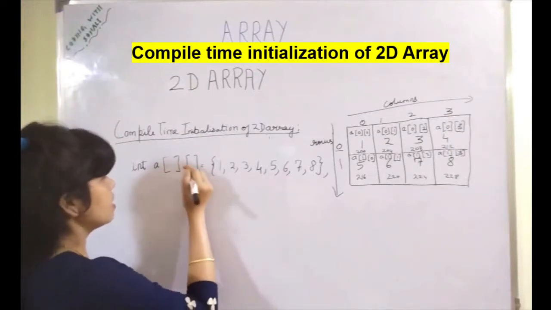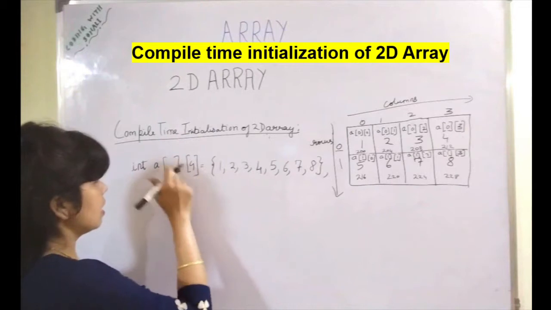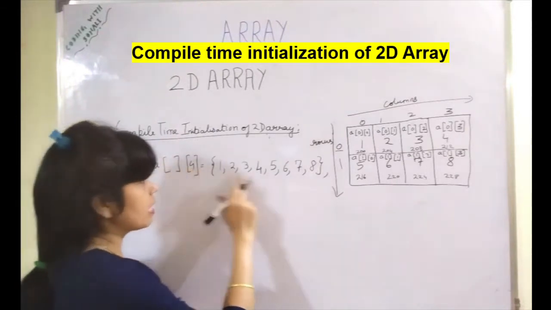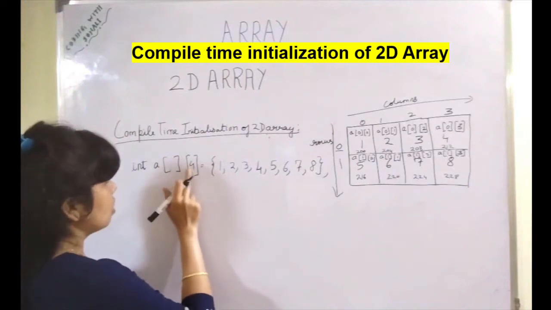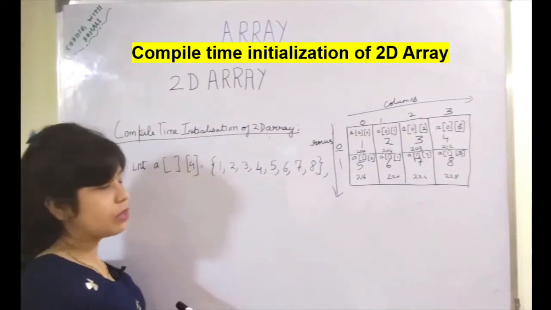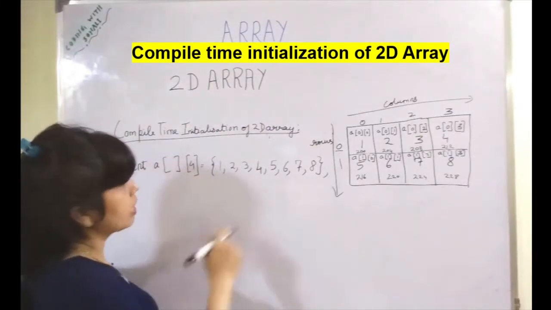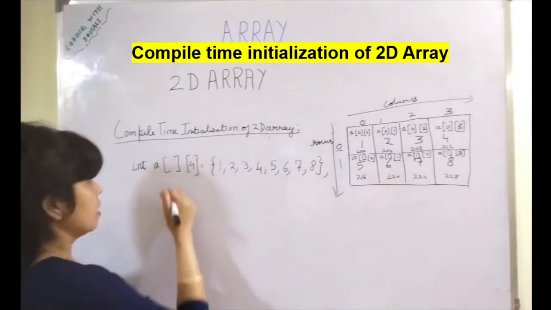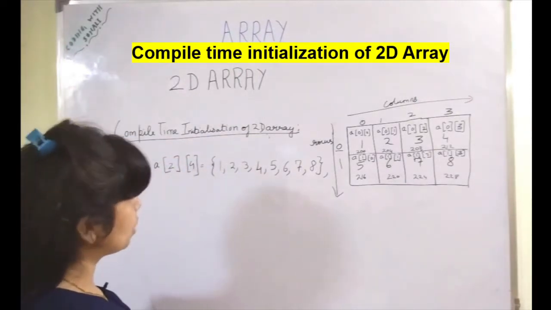So you understand that it is mandatory to mention at least the size of the column at the time when you are initializing it. Even if you don't mention the row at the time of initialization, that will work, but you have to ensure that you give the size of the column when you are initializing the 2D array. So this is one point with respect to 2D arrays.